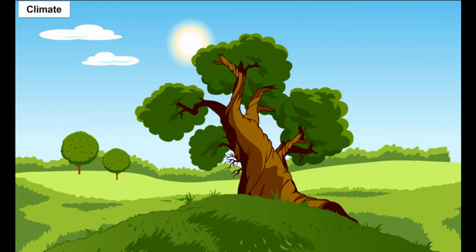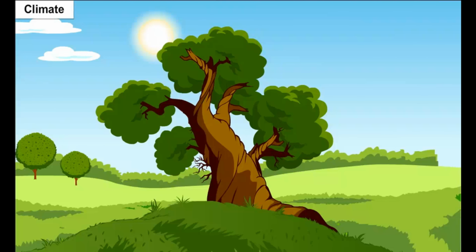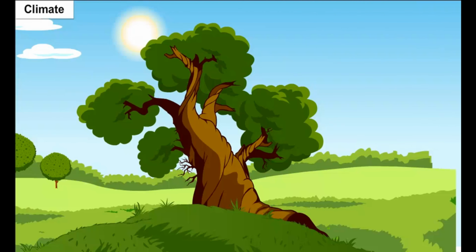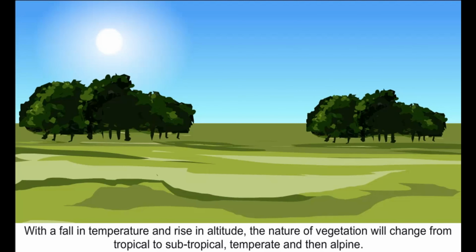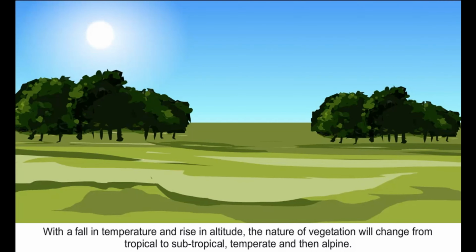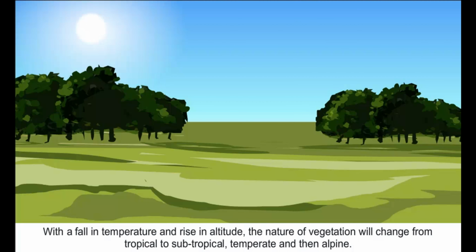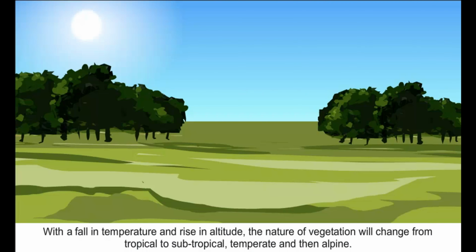2. Climate. A. Temperature along with precipitation, altitude and humidity impacts vegetation. With a fall in temperature and rise in altitude, the nature of vegetation will change from tropical to subtropical, temperate and then alpine.